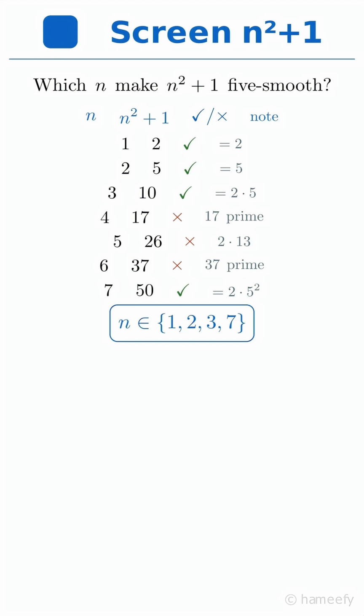For n equals 5, it is 26, which contains the factor 13, not allowed. For n equals 6, it is 37, which is prime, not allowed. For n equals 7, it is 50, which is 2 times 5 squared, 5 smooth. For n at least 8, n squared plus 1 always contains an unwanted prime factor, so the candidates are n in the set 1, 2, 3, 7.